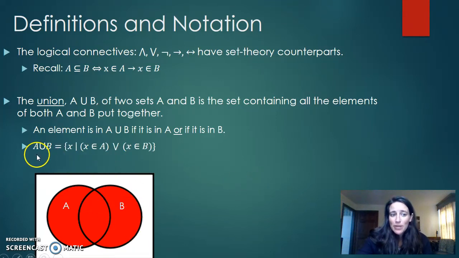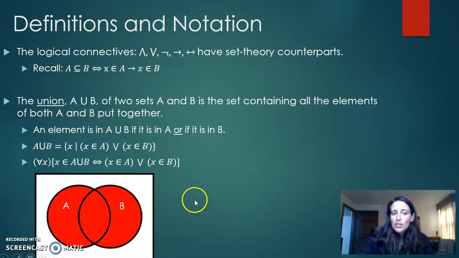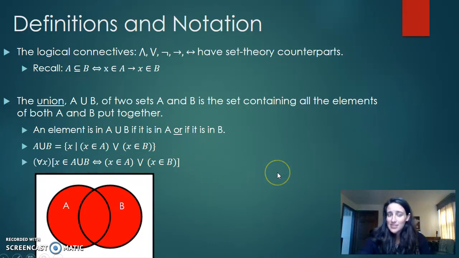So in symbols, we could write that A union B is equal to the set of X such that X is an element of A or X is an element of B. So for all X, it is logically equivalent to say X is in the union A union B, and to say X is in A or X is in B.